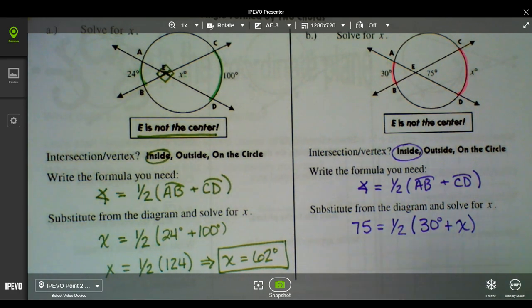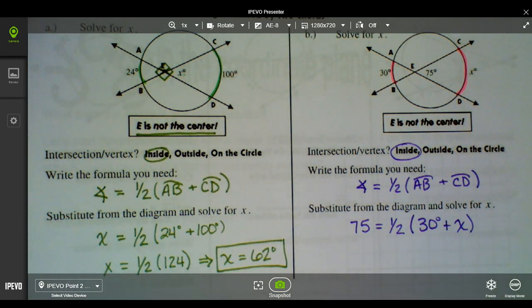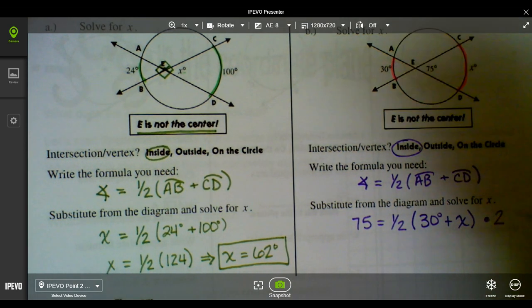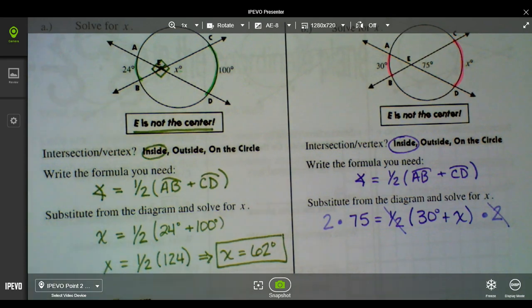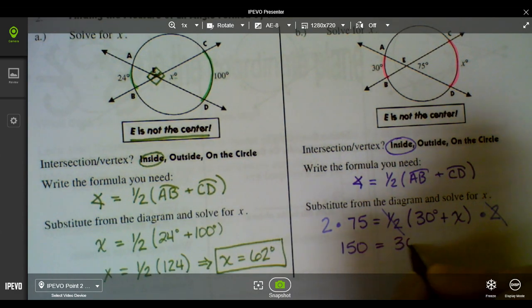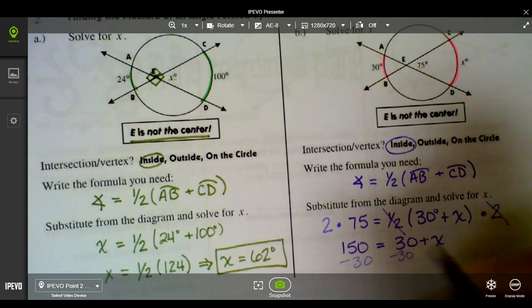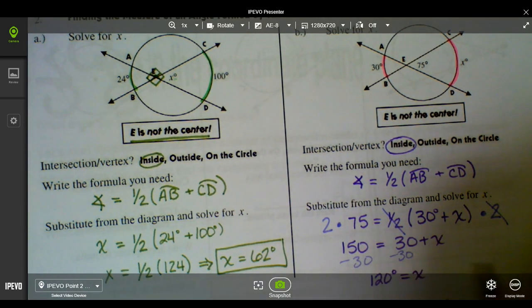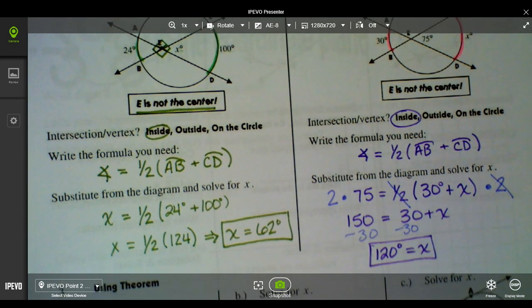So how do we do this? First of all, you could distribute this 1/2, but then you have half of x. So what I would do is get rid of that 1/2 first. How do we undo 1/2? Well, 1/2 is the same thing as dividing by 2, so I'm going to multiply by 2 on both sides. That way multiplying by this 2 cancels out that. So 2 times 75 is 150. No more 1/2, so I just have 30 plus x. Then I can subtract the 30, and I have 120 degrees equals x. And that's it. If you can remember just multiplying by 2, this problem's not that hard either.